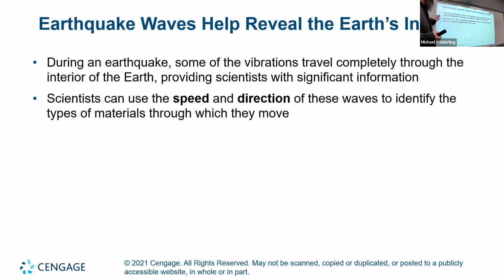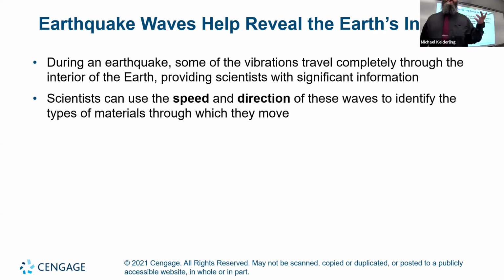So during an earthquake, some of the vibrations from that earthquake travel clear through to the other side of the world, through the interior of the Earth. And in that process, they get affected by the interior of the Earth. They get bent, they can get absorbed, things like that. So by using the speed and direction of the waves from an earthquake and knowing where those waves came from originally, we can identify the types of materials through which they moved.